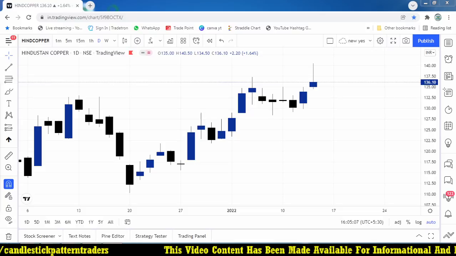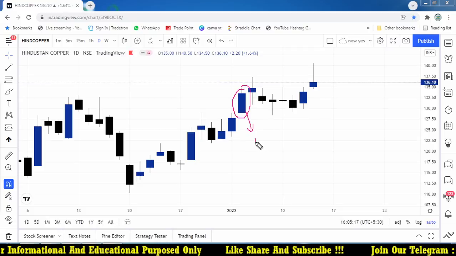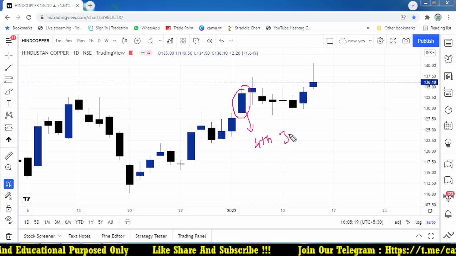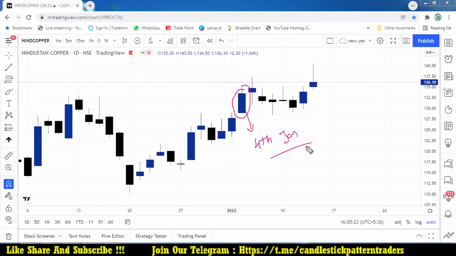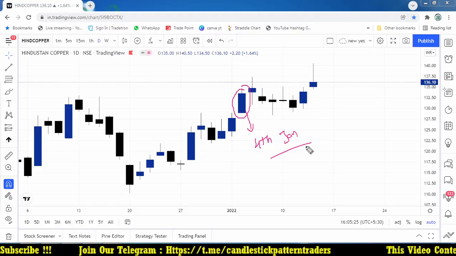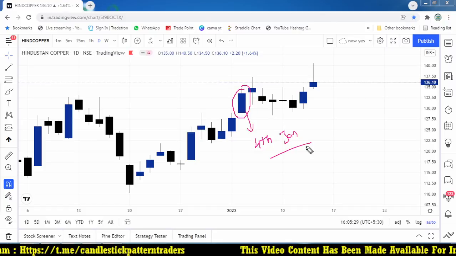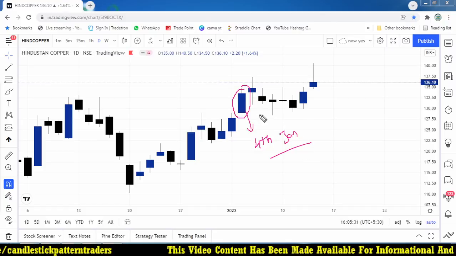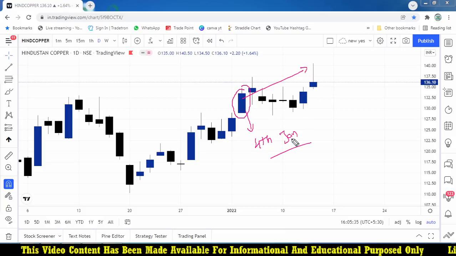I uploaded today's profit in copper, right? This is the trade which I have taken. On 4th of January, I took the position. It is not based on any candlestick pattern. It is a positional trade which I did with an advanced option strategy. I took the position on 4th Jan, waited, and today I exited. It is a positional trade, not for intraday.